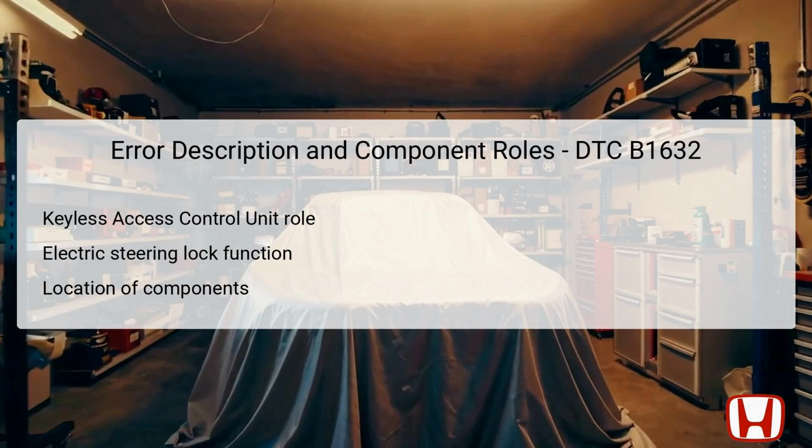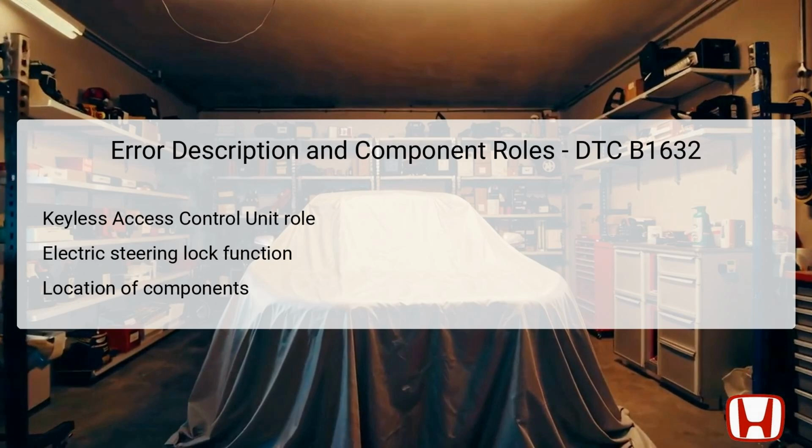The electric steering lock is the mechanism activated by the keyless access control unit that prevents the steering wheel from turning unless the correct key fob is present. This steering lock system is located near the steering column and is electrically operated.